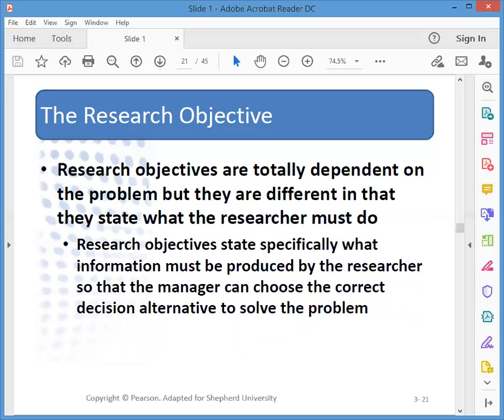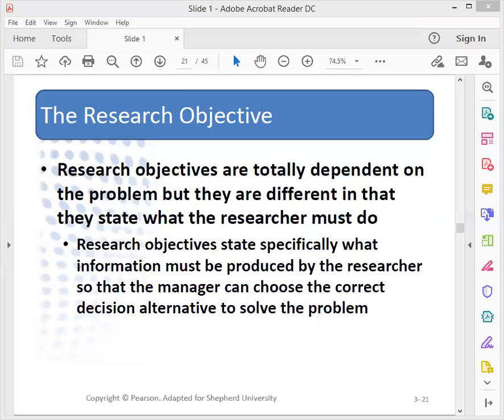The research objectives are based off of the problem. So once you've got the problem defined and you know the alternatives, the research objectives state what the researcher must do, what information must be produced so that managers can choose the correct decision alternative to solve the problem.